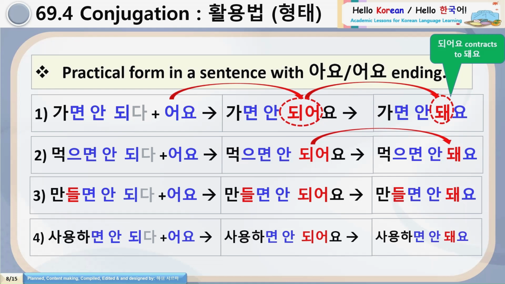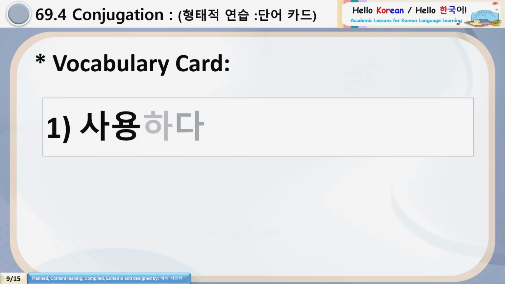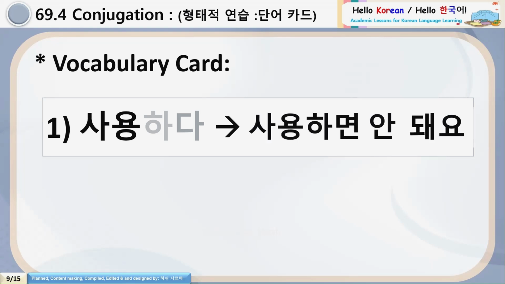Coming to the next point. Some vocabulary cards are here. What you have to do? You have to add the eu-myeon andweda grammar here with the ayo eoyo ending. So number one, 사용하다 will be 사용하면 안 돼요.